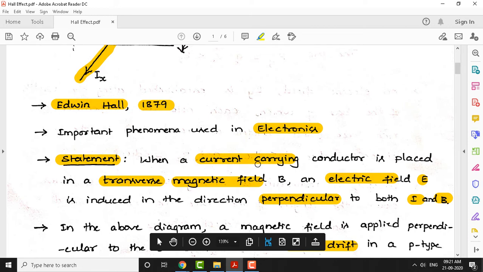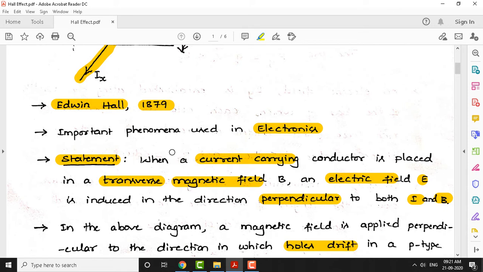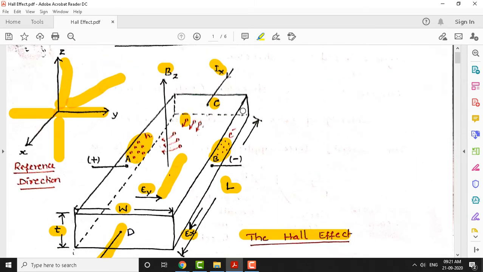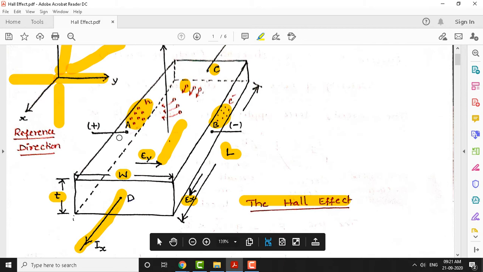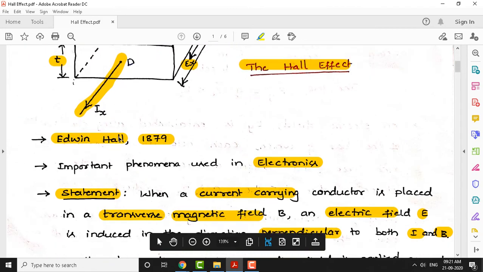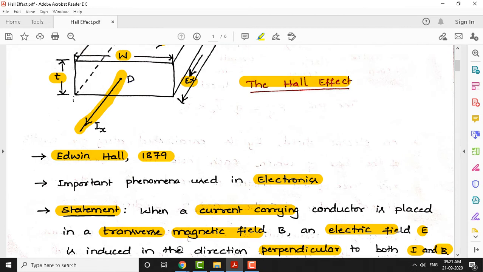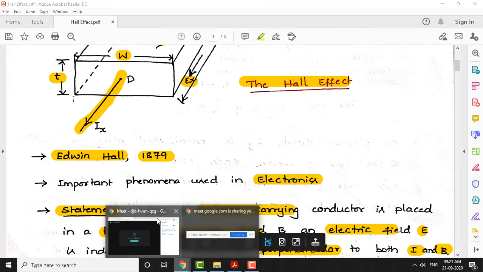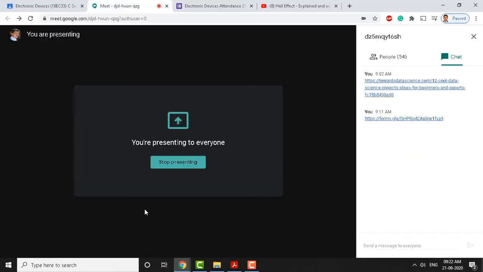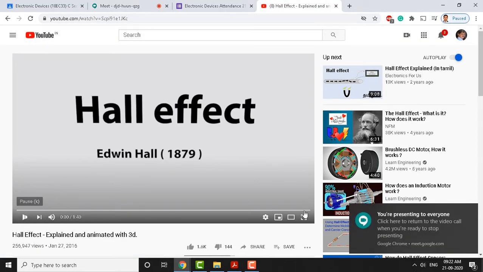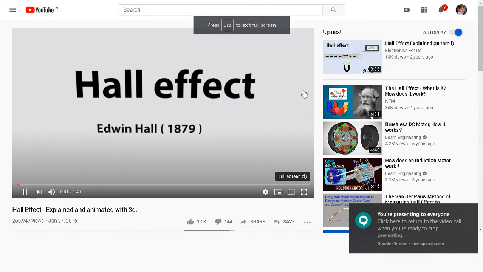So what are the advantages of this? As we said already, it is an important phenomenon in electronics, and we told about the Hall effect statement, and we also illustrated the diagram shown here that explains the Hall effect phenomenon. We will now watch a video so that you will understand the Hall effect phenomenon better before I proceed to the actual topic. All of you can watch this video for about 1.5 minutes.